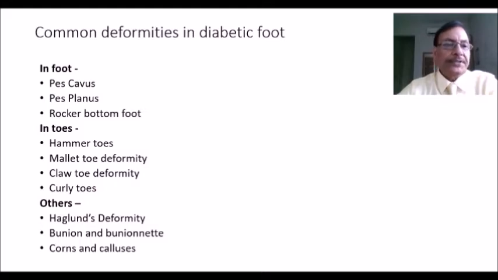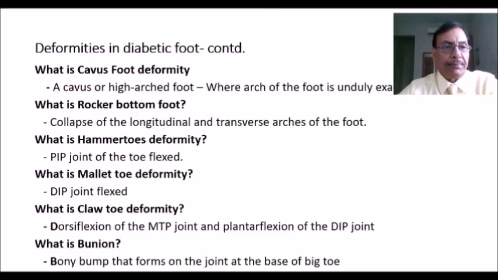And what are the deformities? Looks a long list, but if you divide them, it is not long. In foot, in toes, and there are others. So in the foot, usually there are pes cavus deformity, pes planus deformity, and rocker bottom deformity. In toes, there can be hammer toes, mallet toe deformities, claw toe deformity, and the curly toes. And others, Haglund deformity, bunion and bunionette, and the corn and calluses. Let us understand a little of all of them.